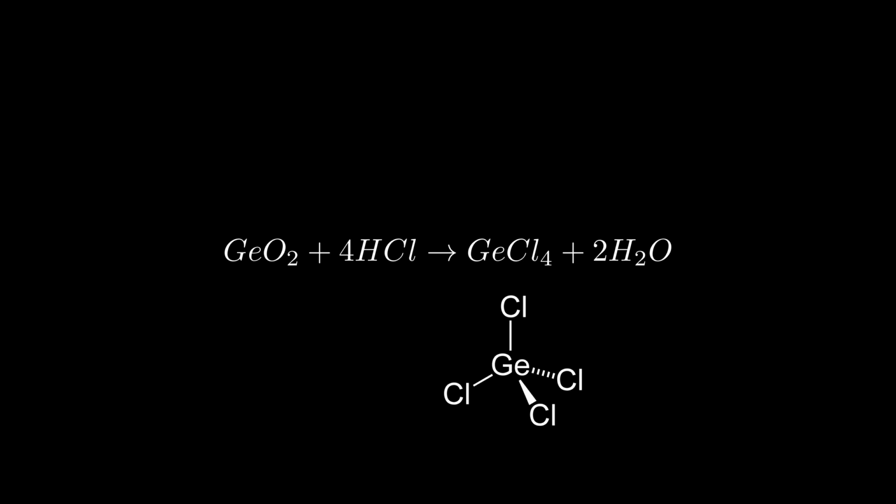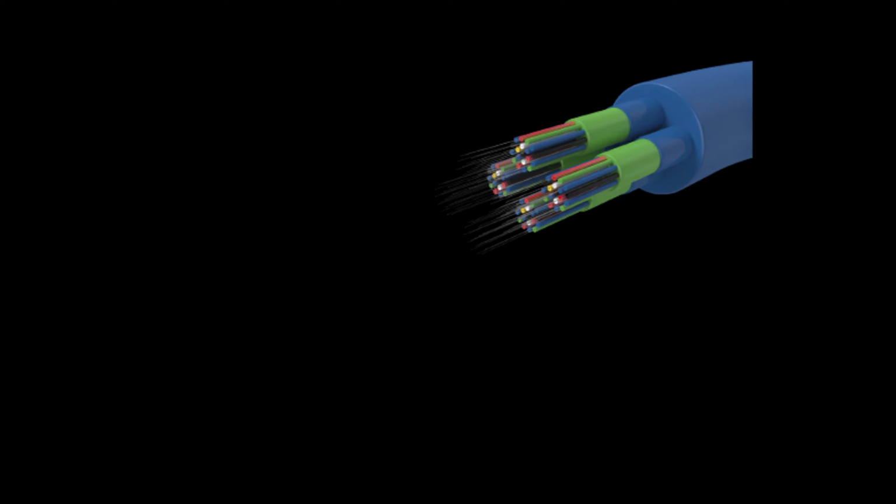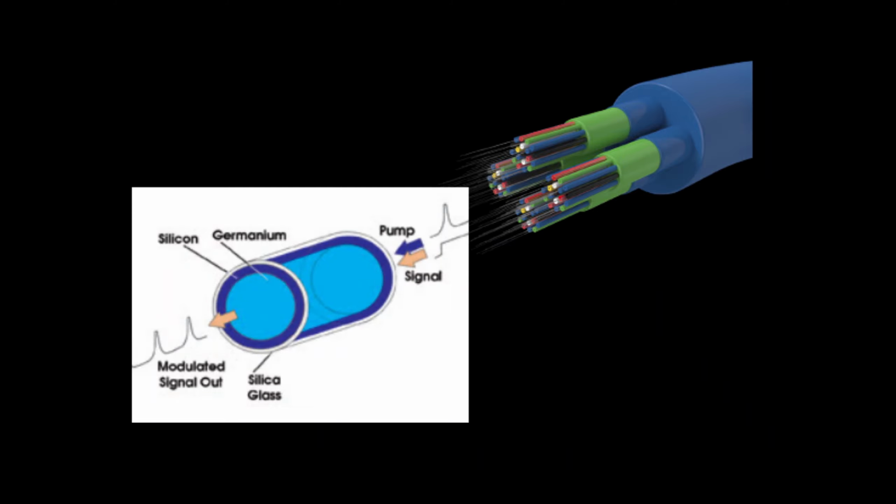Germanium tetrachloride, on the other hand, can be generated by the dissolution of germania in concentrated hydrochloric acid. In the manufacture of optical fibers, silicon tetrachloride and germanium tetrachloride will be introduced with oxygen in order to slowly oxidize them into their respective oxides and form a glass mixture, which makes up the inside of our optic cables.